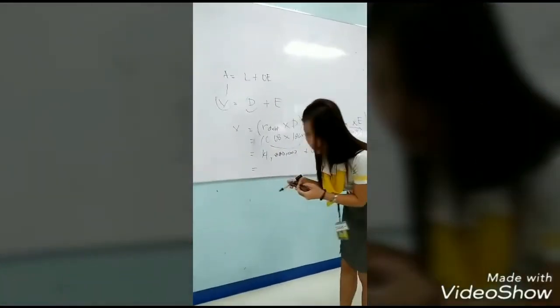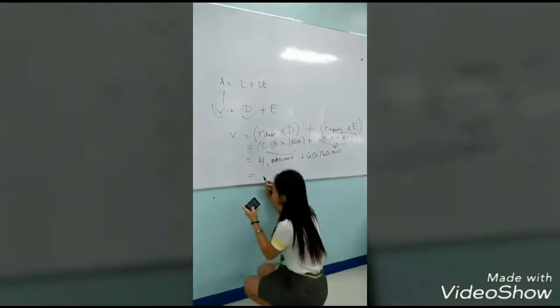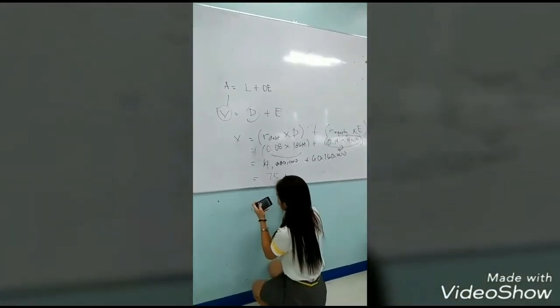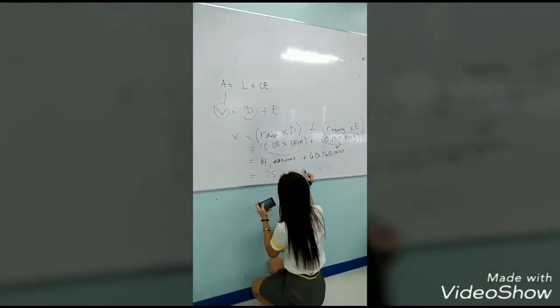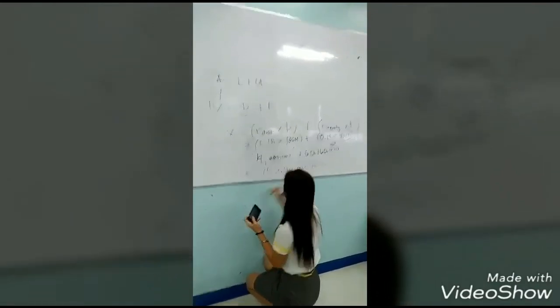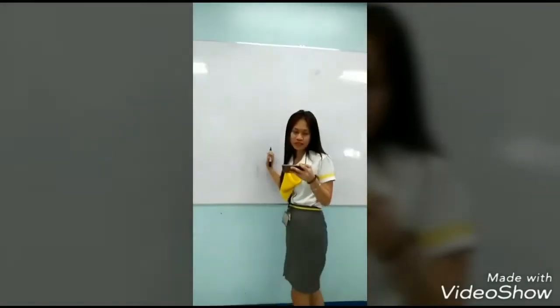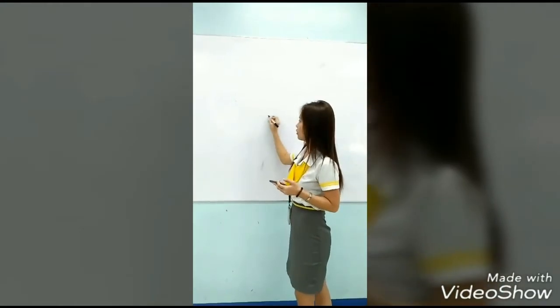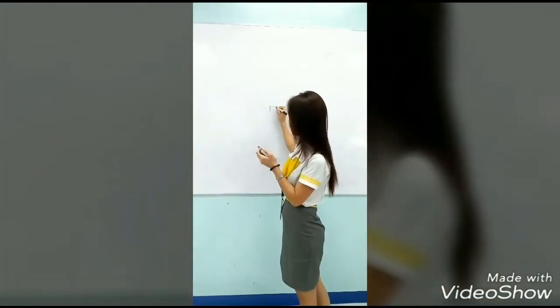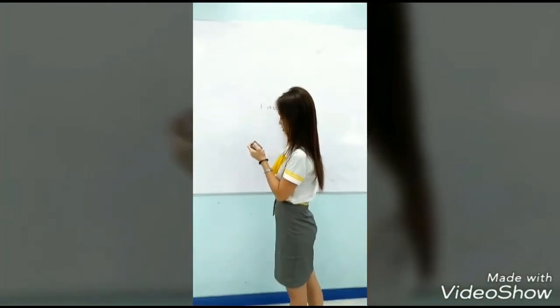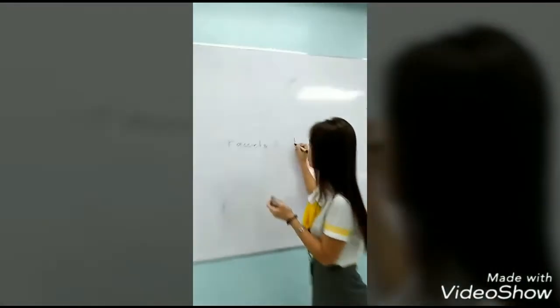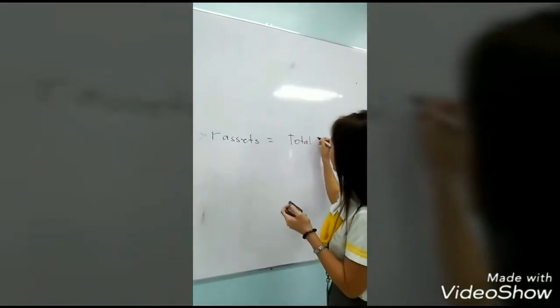Tapos, yung sagot ay 75,640,000. That's all. Thank you. Number 6 naman, pinapakita lang kung ano yung rate ng asset. Finalize na yun, is equals to total income.